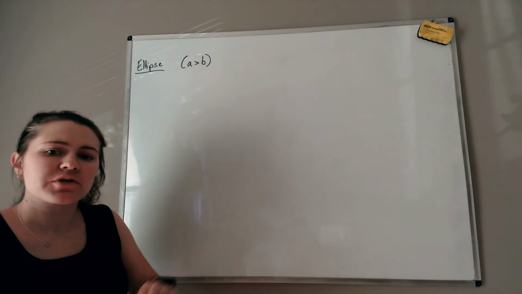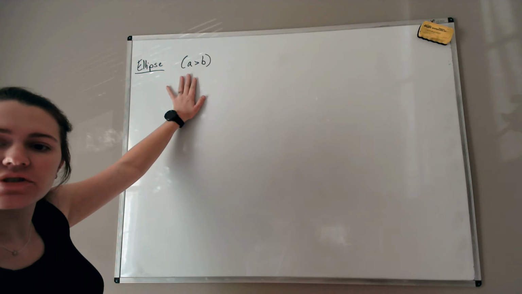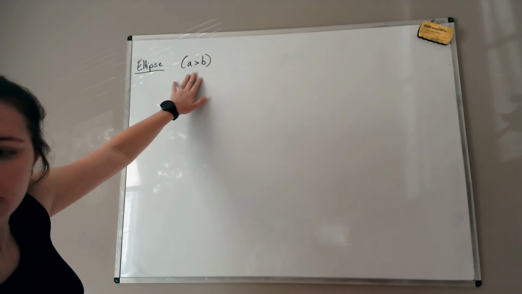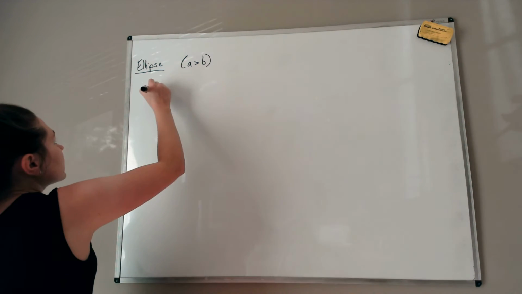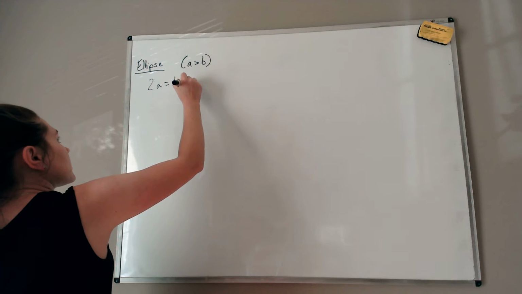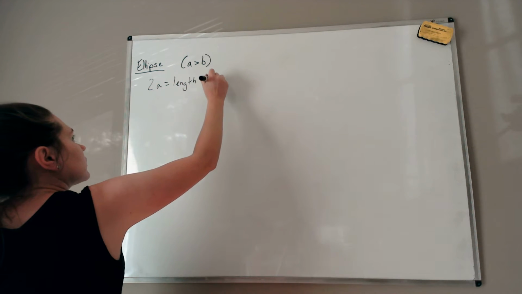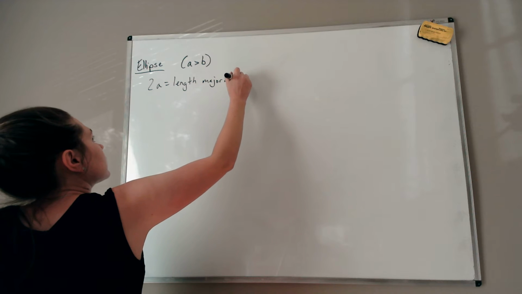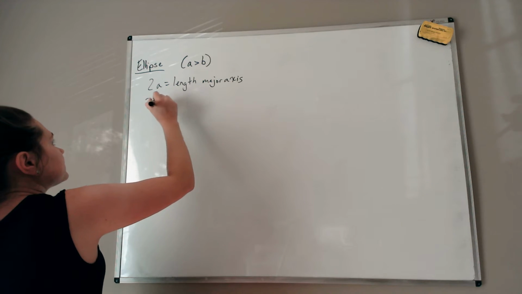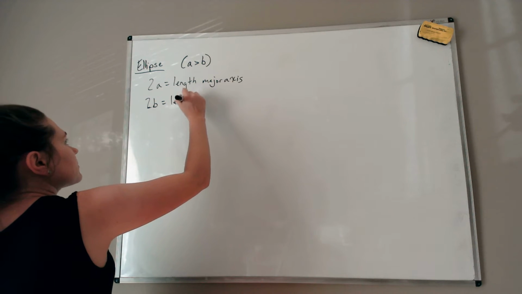Next up is the ellipse. One thing to remember about the ellipse is that in your standard form, A is greater than B. And remember, no matter what, 2A is the length of the major axis. 2B is the length of the minor axis.